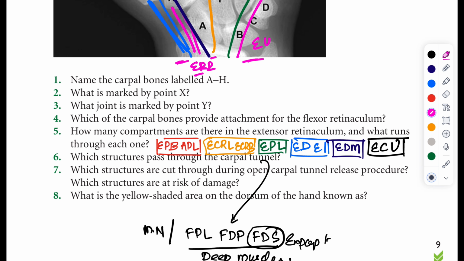So the carpal tunnel is the ventral aspect. You see the deep muscles. The median nerve is here, and flexor pollicis longus, flexor digitorum profundus, flexor digitorum superficialis, four of them. The structure at risk of damage is always the median nerve.